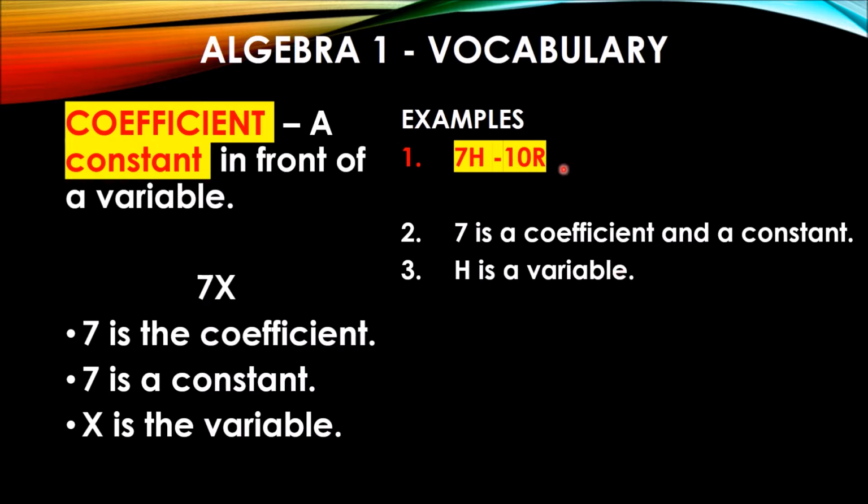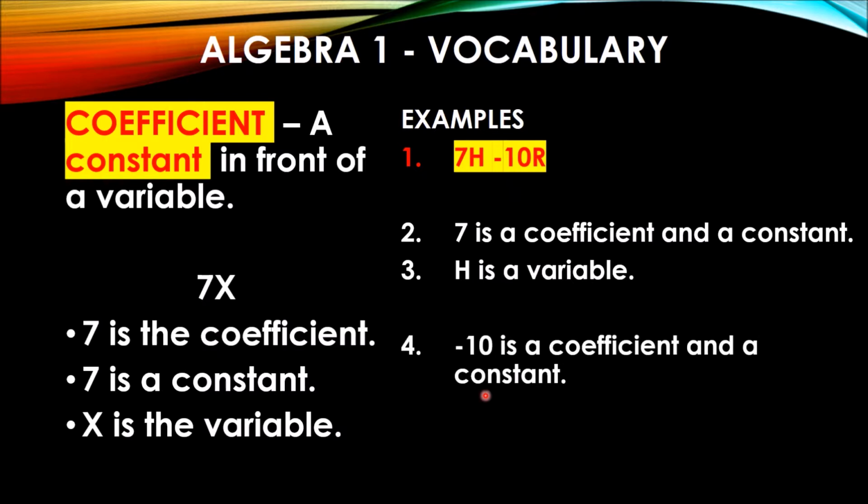Here's my second term, minus 10r. So when I look at minus 10r, I've got a coefficient and a variable. Can you figure out what the coefficient is? Right, it's negative 10 because it's the constant in front of the variable. So negative 10 is a coefficient and it's also a constant. Finally, r is going to be the variable because it's the letter, and that value for r can change.